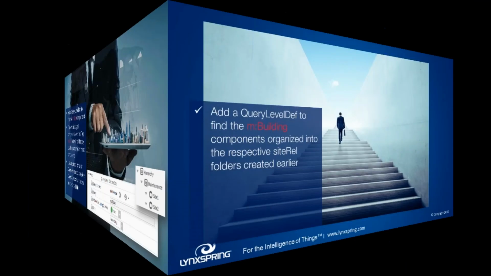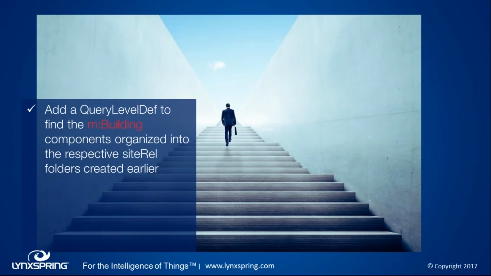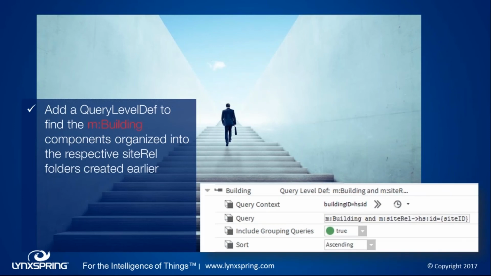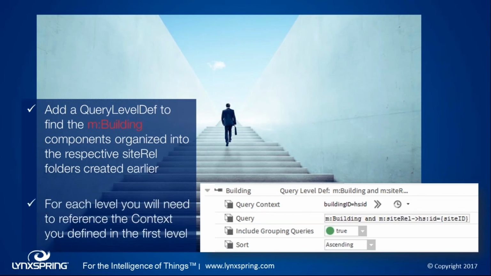So this is going to display the components with the tag site, which happen to be those folders. It's not going to display anything underneath those components. We're going to have to add some extra context in order to get those to actually display. Next thing I want in my list is my building. So again, I'm going to add a query level def in order to get those buildings. I have to create a new query context because this is not my bottom level. In this case, I called it building ID.